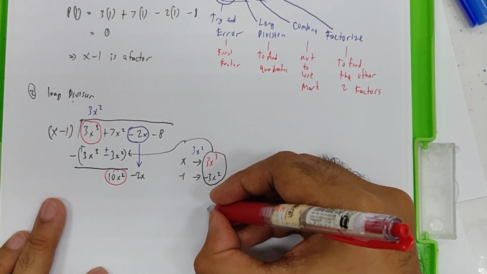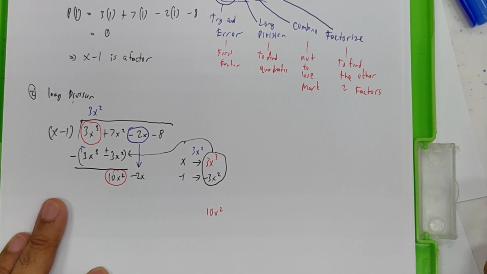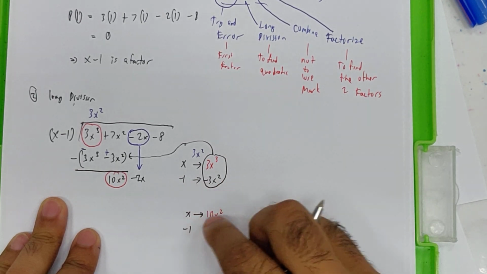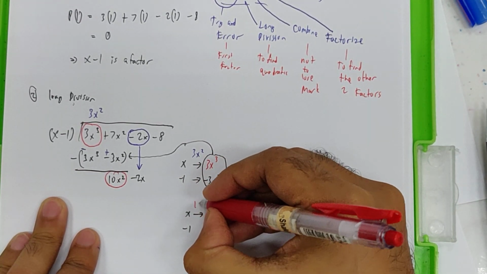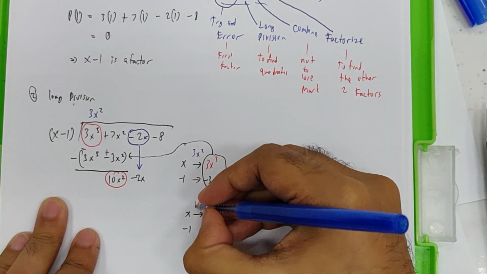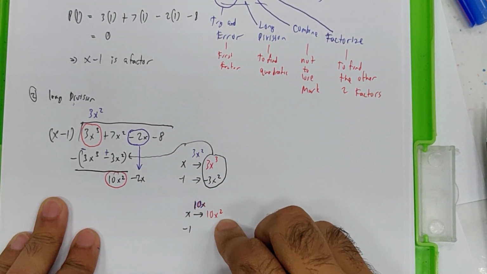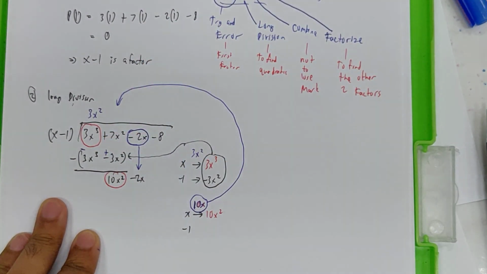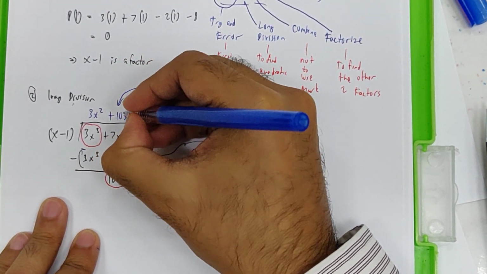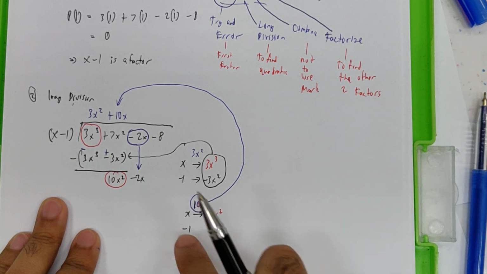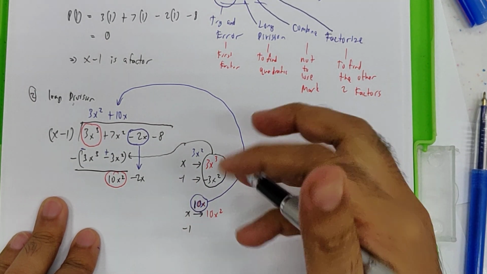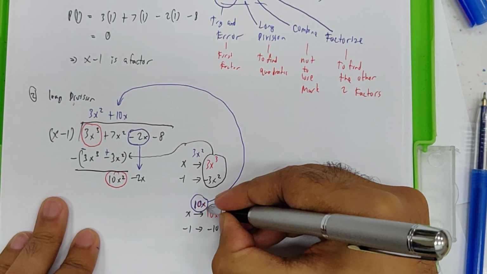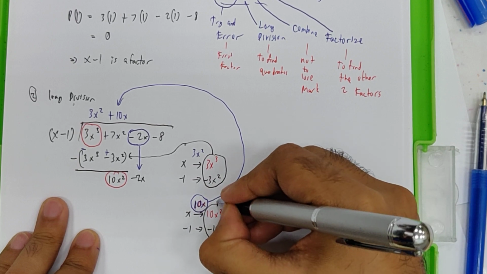So our target is 10x squared. We're going to divide by x minus 1. And how does x become 10x squared? We multiply with 10x. X times 10x becomes 10x squared. And this value here, you put it out here. Plus 10x. So x times 10x, 10x squared, negative 1 times 10x, negative 10x. And this value here, I'll pull it down here.